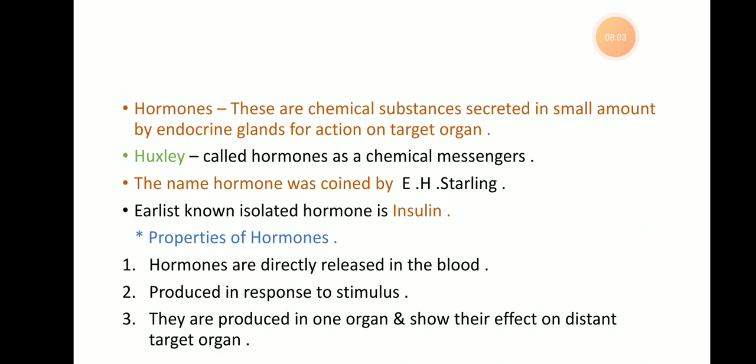So after the study of these major endocrine glands, we turn toward the properties of the hormones. The hormones which are secreted by the endocrine glands have specific properties. The hormones are directly released in the blood. There is no requirement of any duct for releasing them in the blood. Then they are produced in response to a specific stimulus.